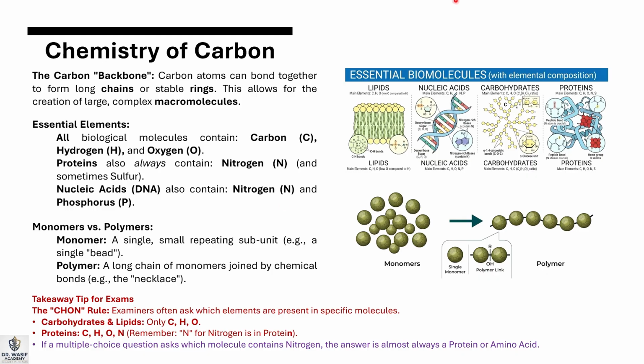Carbohydrates and lipids only use C, H, and O, but if you see nitrogen, then think it is a protein. This is a common exam trick, where it is asked which molecule contains nitrogen. So if you remember N is for nitrogen and protein, then you can easily get good marks.